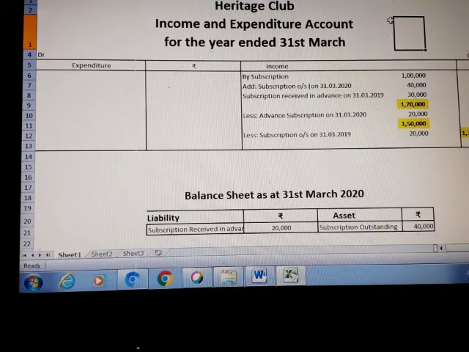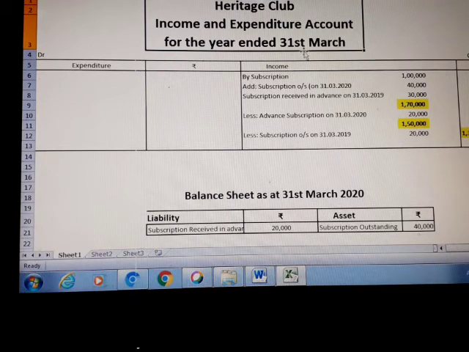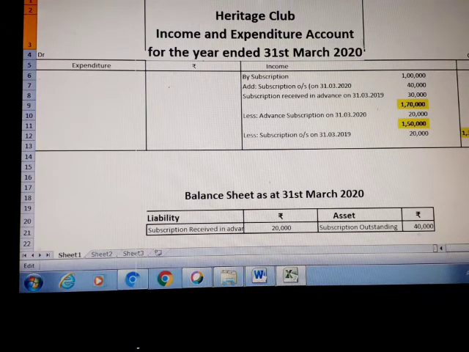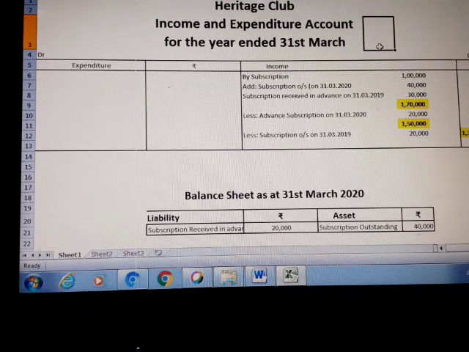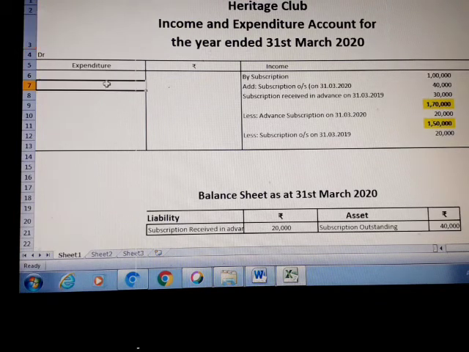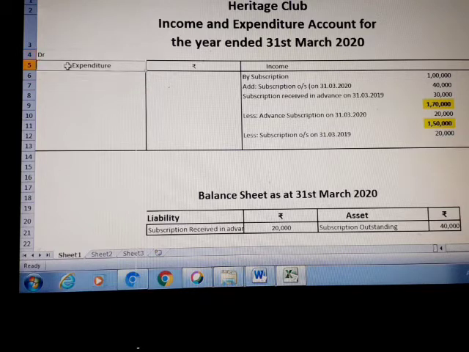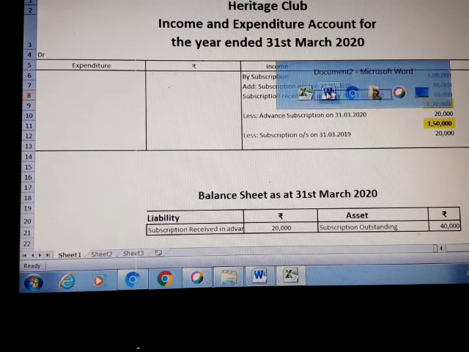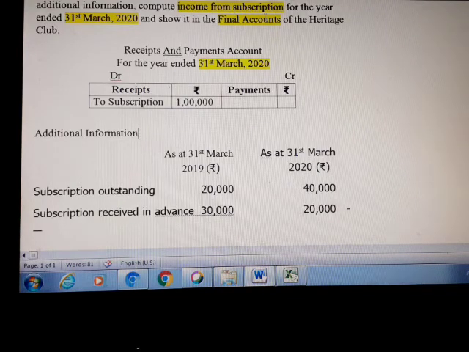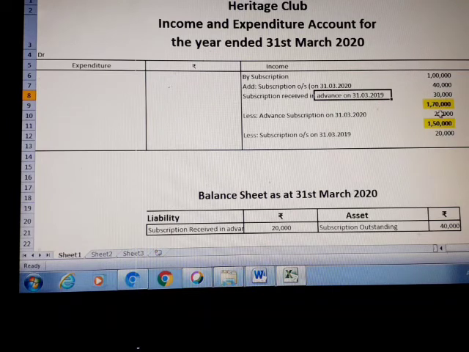First you should write the format properly: Heritage Club income and expenditure account for the year ended 31st of March 2020. Able to understand? Once you are done with this, you have to make the debit side and credit side. The debit side is your expenditure side and the credit side will be your income side. Because subscription is what? It's an income. Right, so that's why they asked the question: prepare income from subscription. That means it will be shown only in our income and expenditure account.